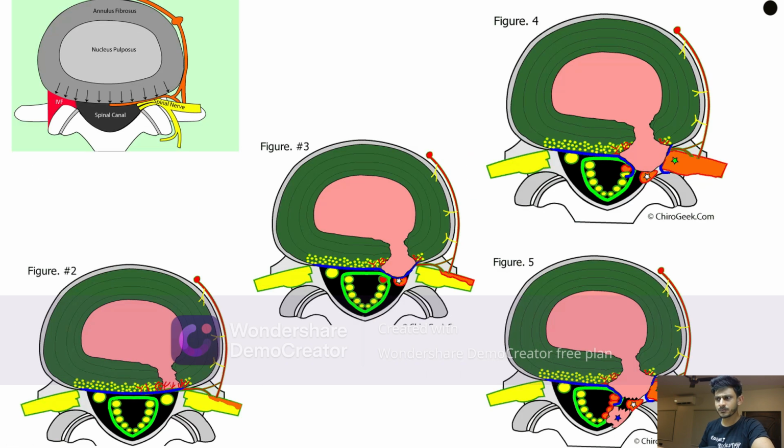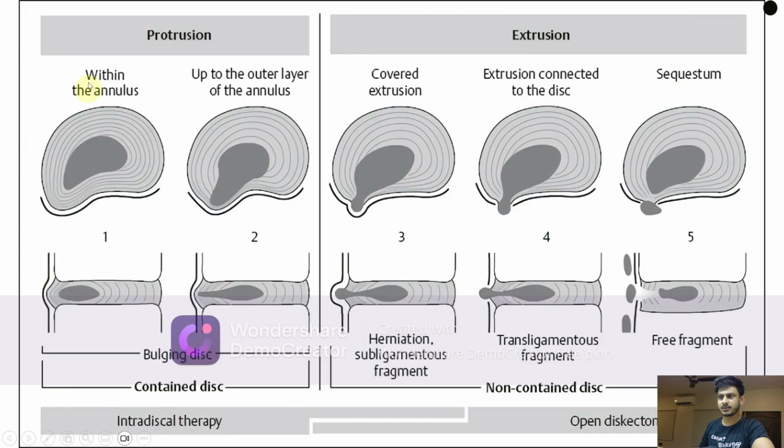You can see the outer portion of the annulus should be intact. As you can see here, this is within the annulus, and this has gone till the outer layer of the annulus. These are both protrusions, as the outer layer of the annulus is intact, and this black structure you see here is the posterior longitudinal ligament, and the posterior longitudinal ligament is also intact in case of a protrusion.